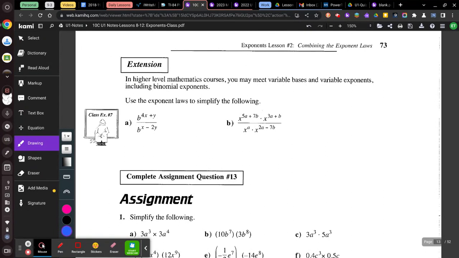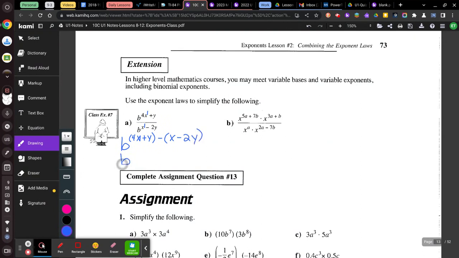Okay, so when we do these, we are going to be adding exponents and subtracting exponents. So here, I'm going to be subtracting my x's and subtracting my y's. So I'm going to end up with this. B to the 4x plus y, subtracting x, subtract 2y.